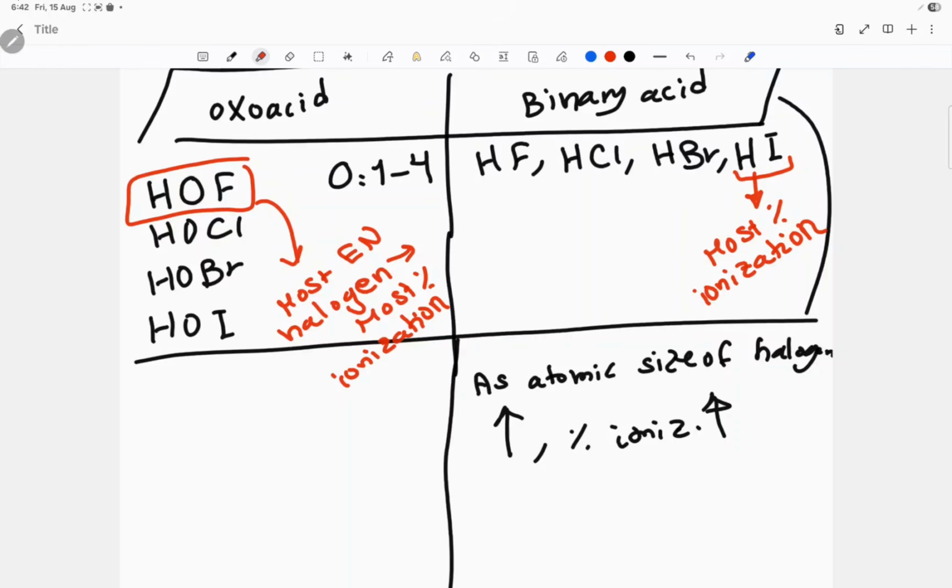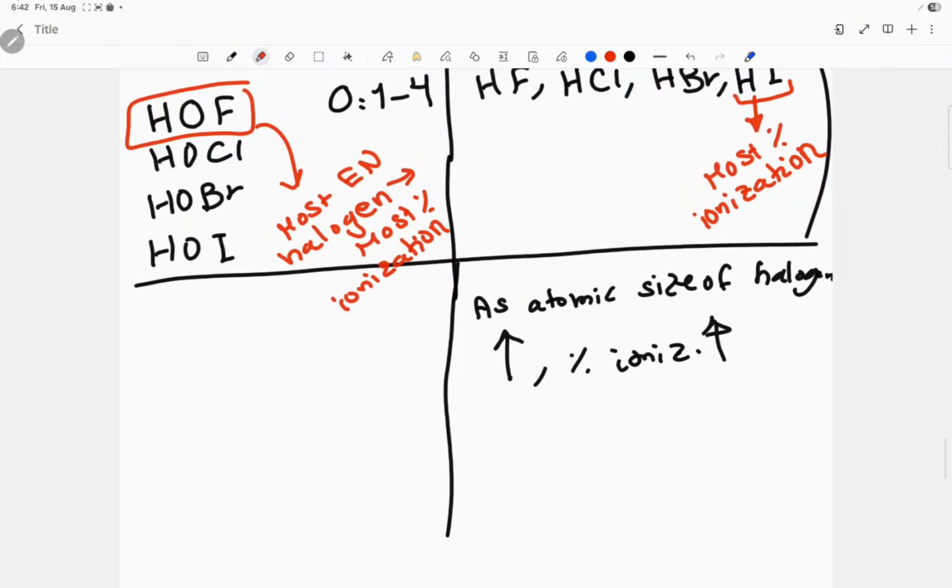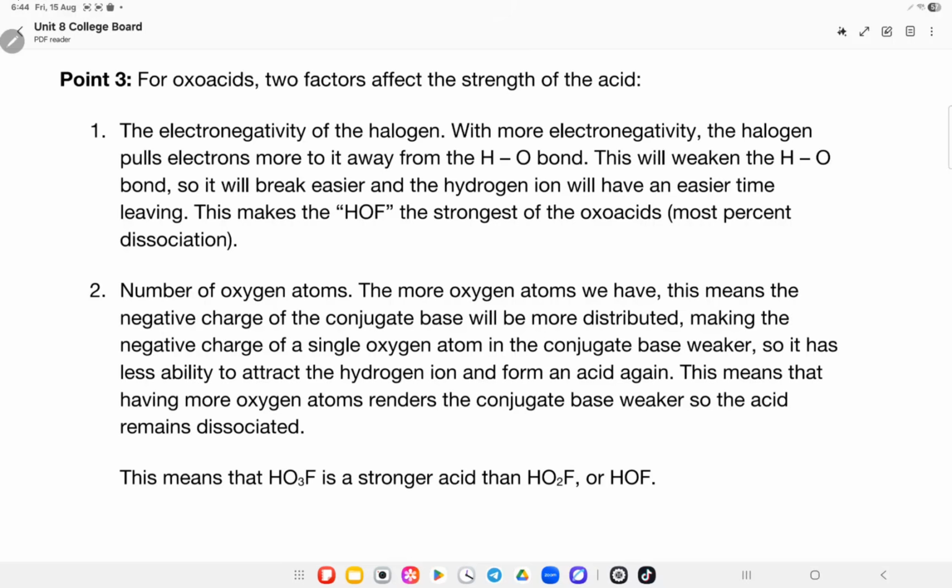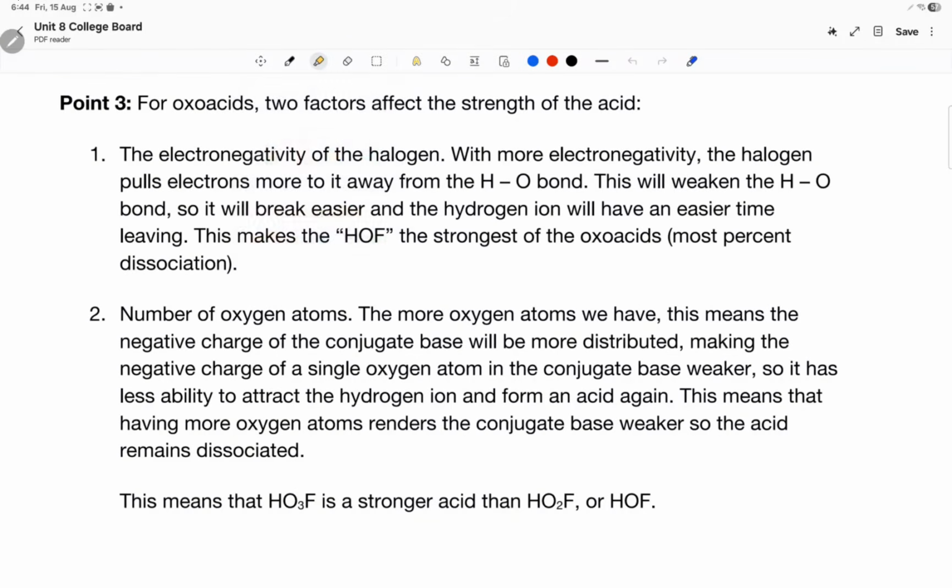But why? We have to know why, because they're going to ask you in the exam why. Let's get the why too. So if we're discussing an oxoacid, 2 factors will affect the strength of the acid. The first is the electronegativity of the halogen. With more halogen electronegativity, the halogen, a group 17 element, will be pulling the electrons toward it.